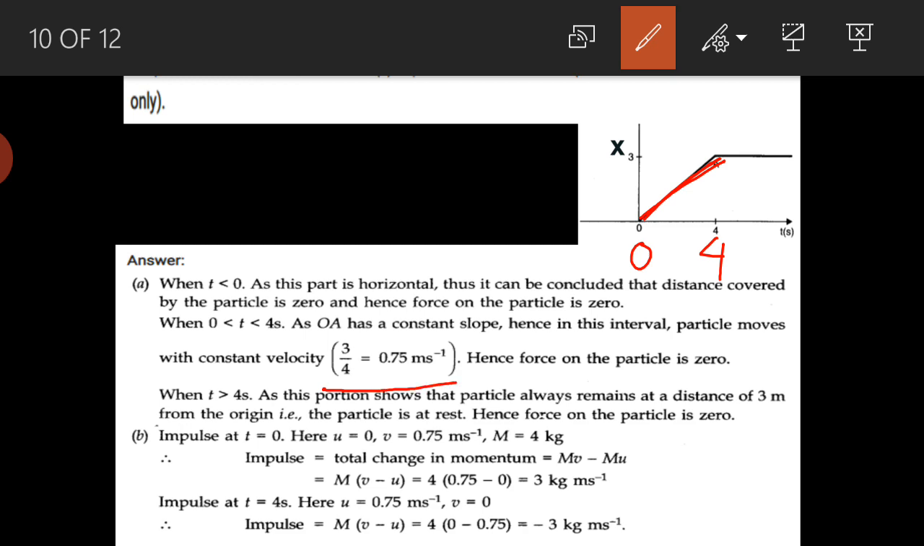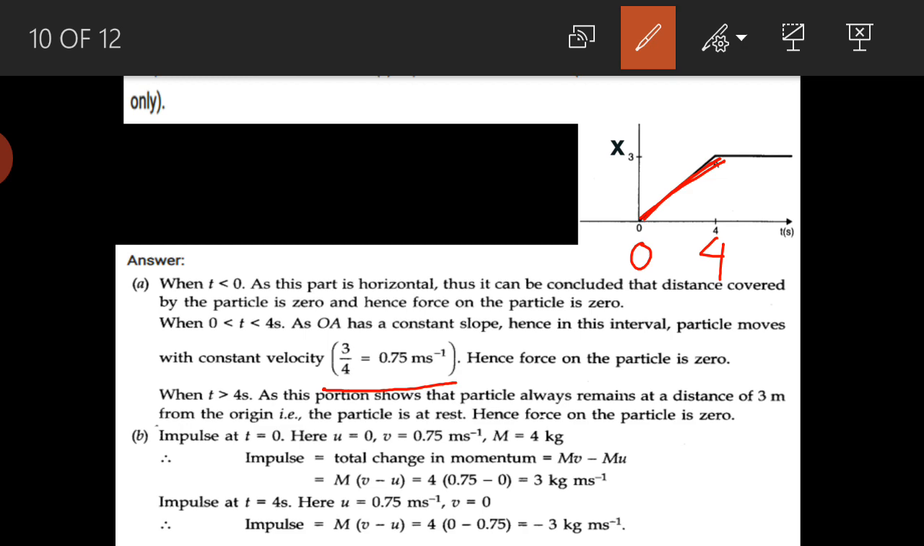Hence, the force on the particle will be 0 because the velocity is constant. If the velocity is constant, there is no acceleration. As per Newton's second law, F is equal to m into a, which is 0. So force is also 0 for the time between 0 to 4 seconds. Now let us take the third part, for time greater than 4 seconds.